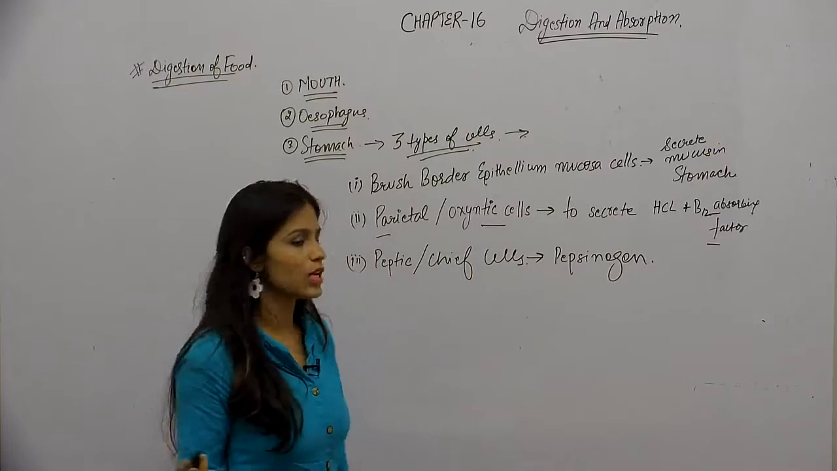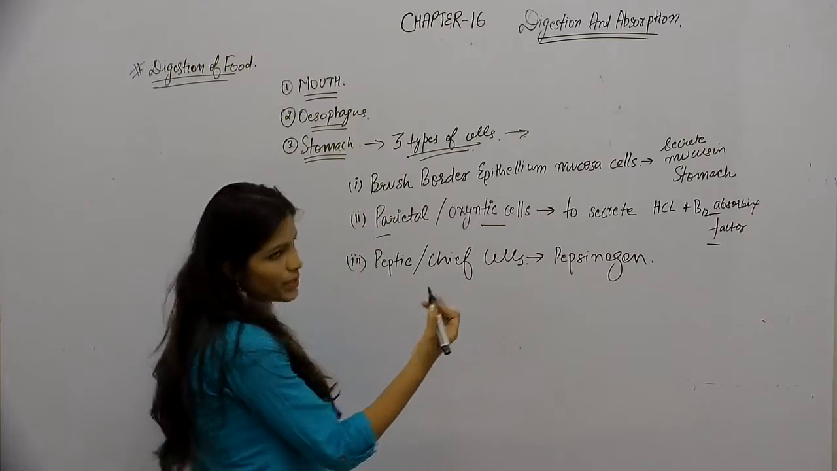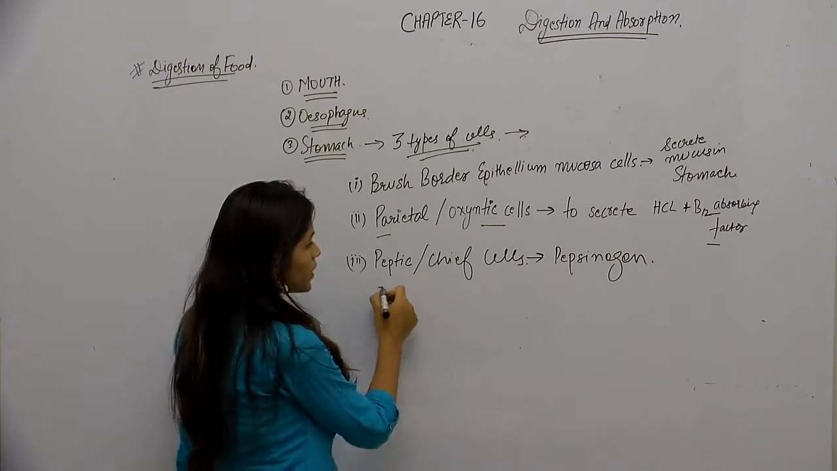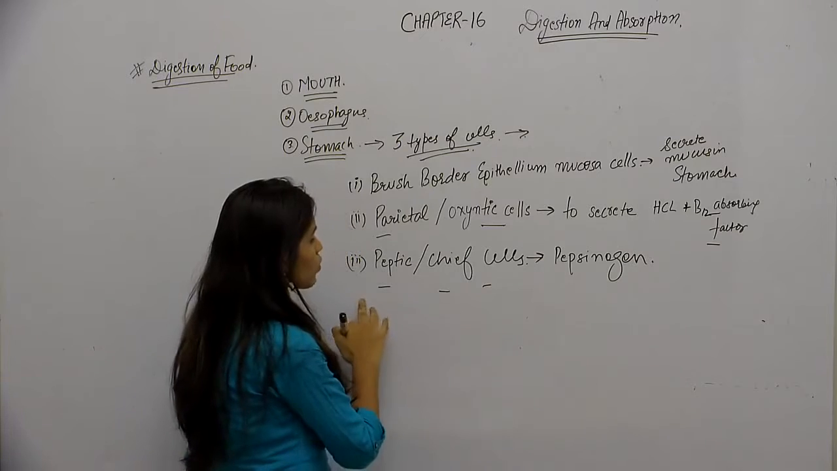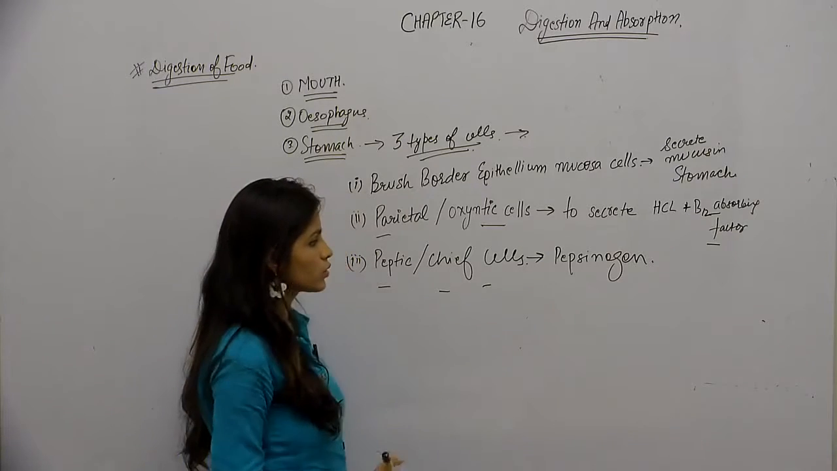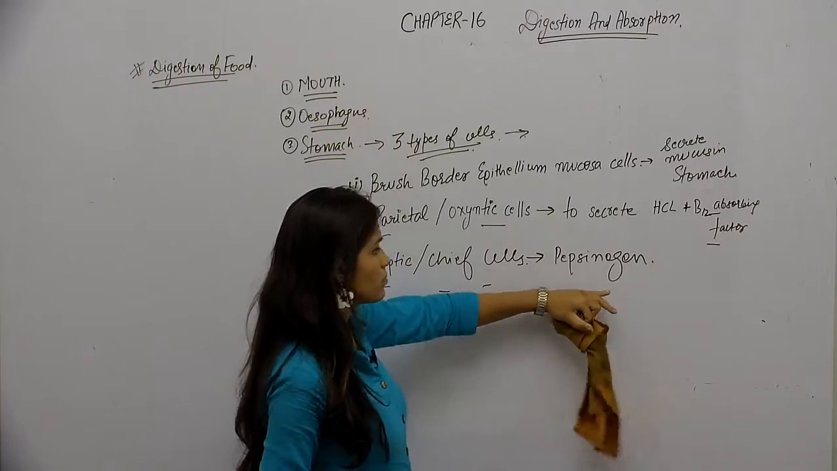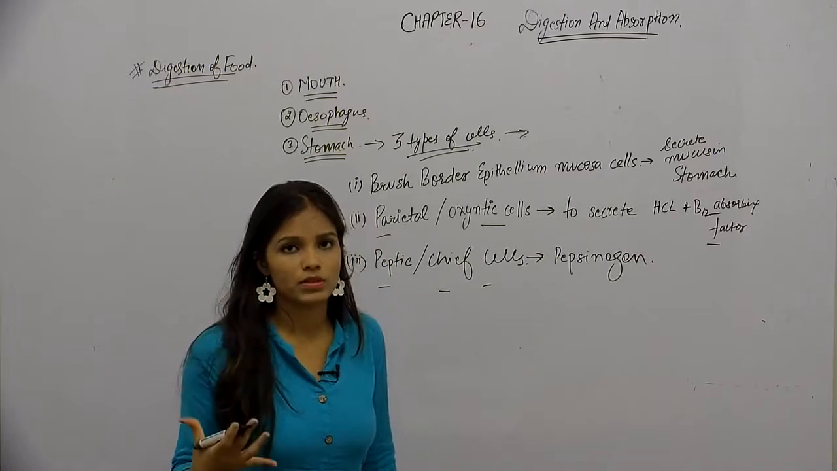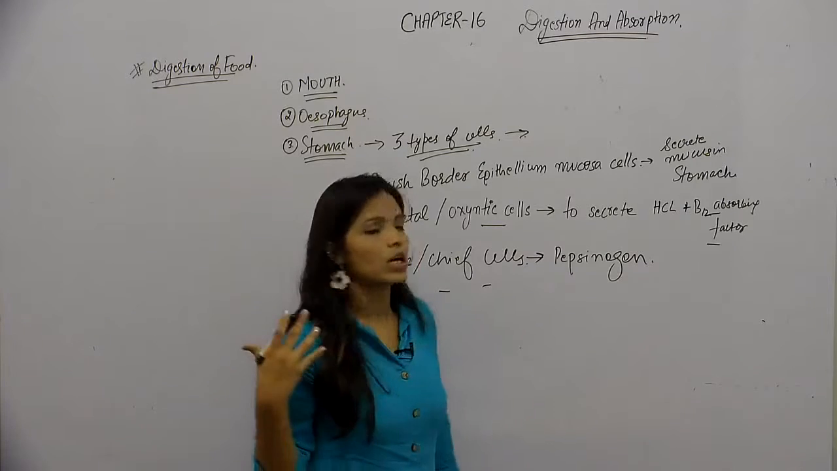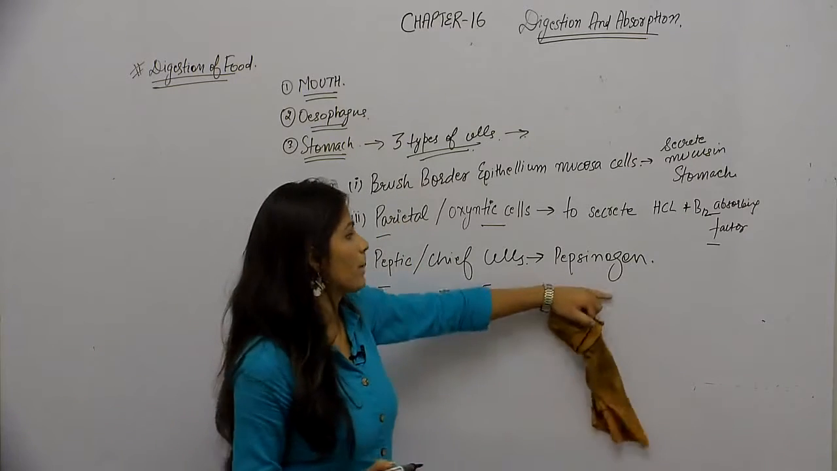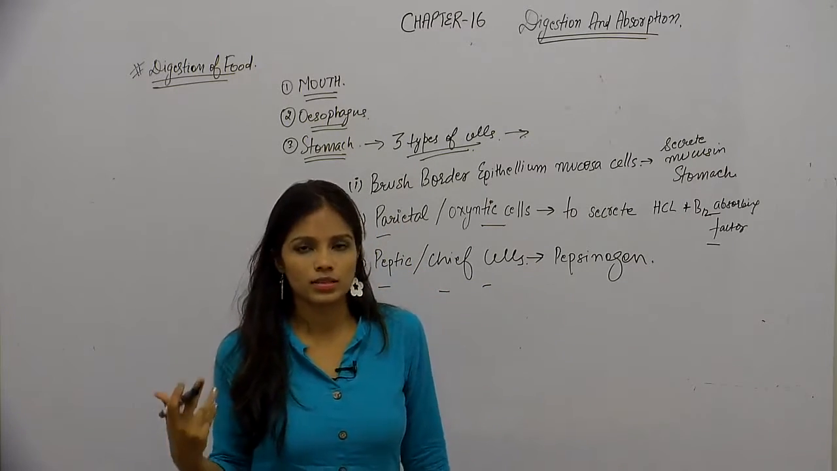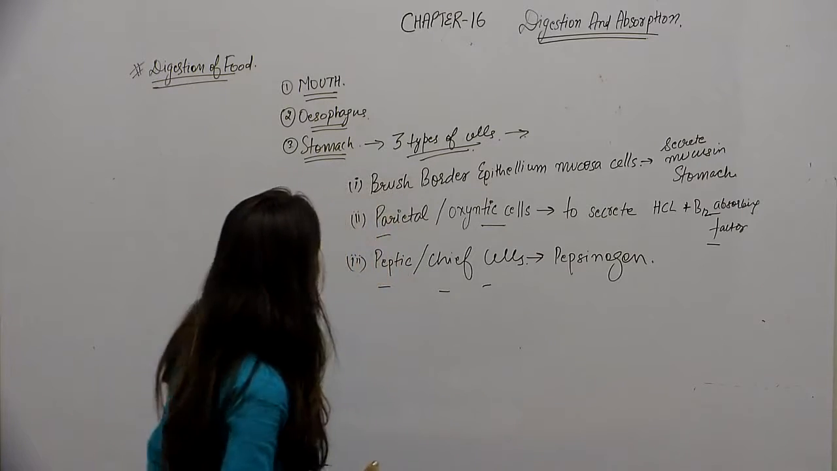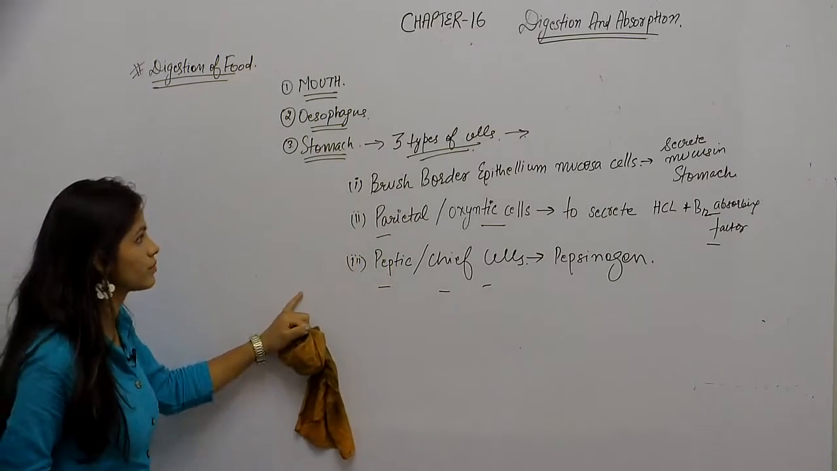And the third type of cell which is present in the stomach is the peptic or the chief cell, and the role of the peptic or the chief cell is to secrete pepsinogen, which is a proenzyme of pepsin. We'll see how pepsinogen works once we come to the small intestine. Now this was all about the stomach.